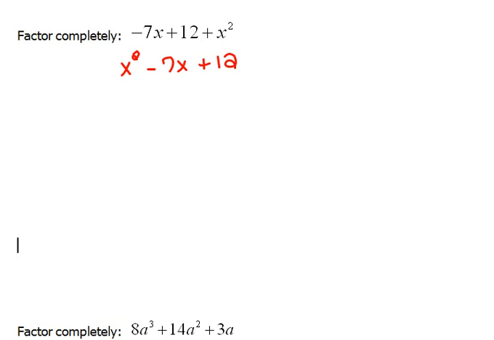So the first rule of factoring is always to pull out the GCF. In this case we do not have one, so we have to look at how many terms we have. There are 3 terms, and this first coefficient is a 1. That means we can do this by trial and error.